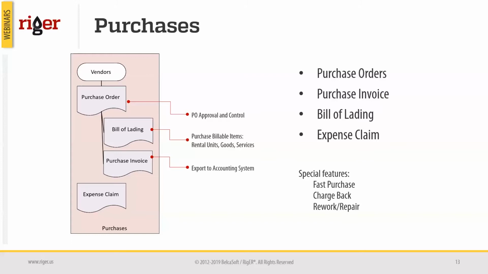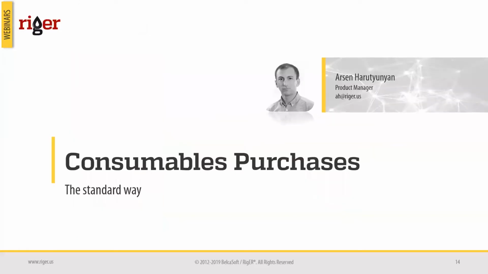And rework and repair process can also be supported by RigER system. When you send your equipment to the rework process to the third-party vendors, they do some kind of repairs on the equipment and they provide you with purchase invoices. So all these movements and types of records can be recorded in the system as well. On that note, let me pass the mic and introduce Arsen, our product and project manager, who will talk a little bit about consumables purchases.